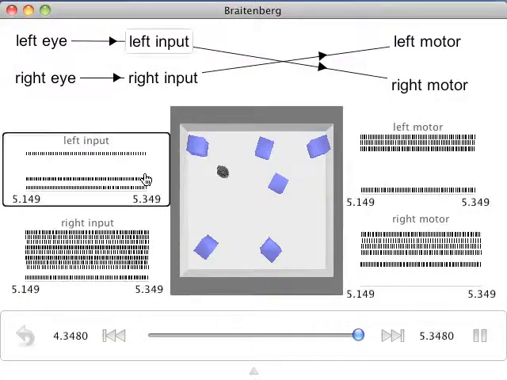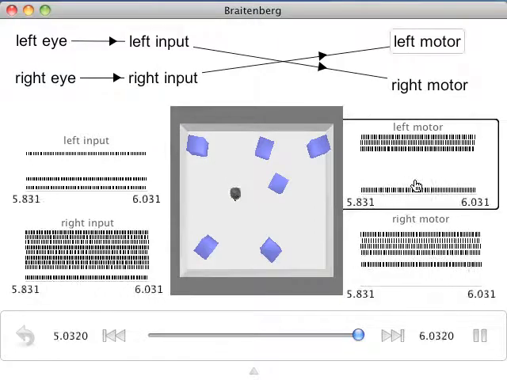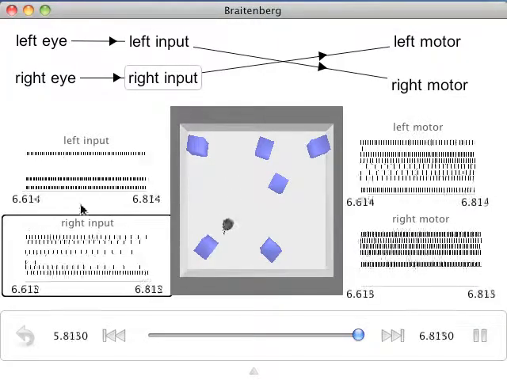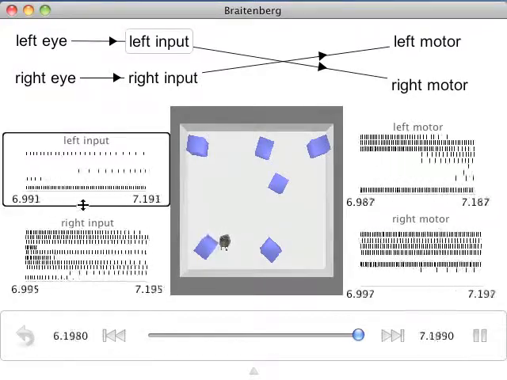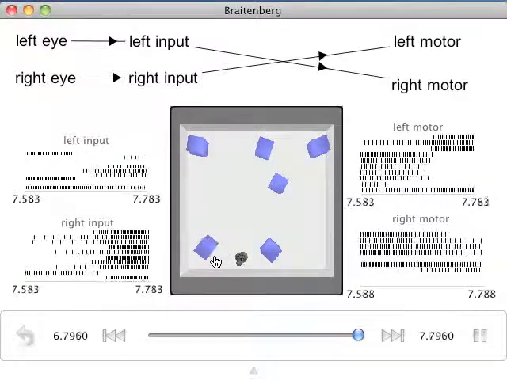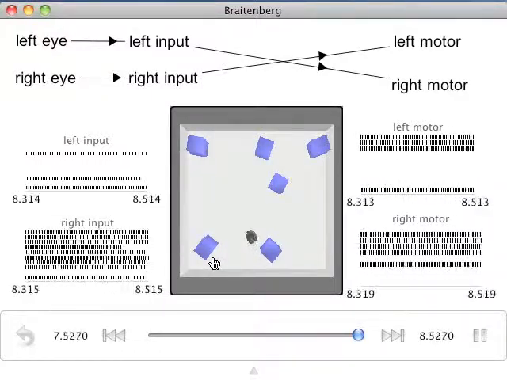If we look at the activity of the spiking neurons in these populations, we can see that when the robot approaches, for instance, an object or a wall that stimulates one of the inputs, that changes the pattern of activity in the input, immediately changing the pattern of activity in its connected motor, and thereby changing the path of the robot through the environment itself.